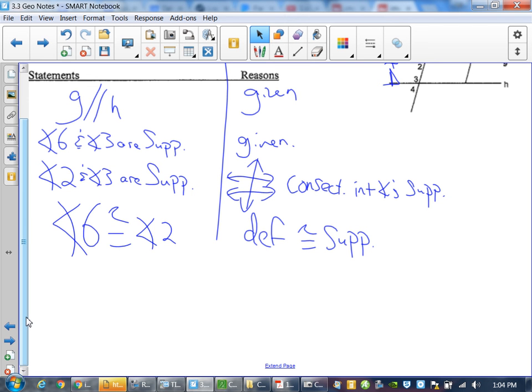That whole progression we just wrote out, that's what you use. That's it. You're using the definition of congruent supplements. It's a very, very straightforward way to do that.